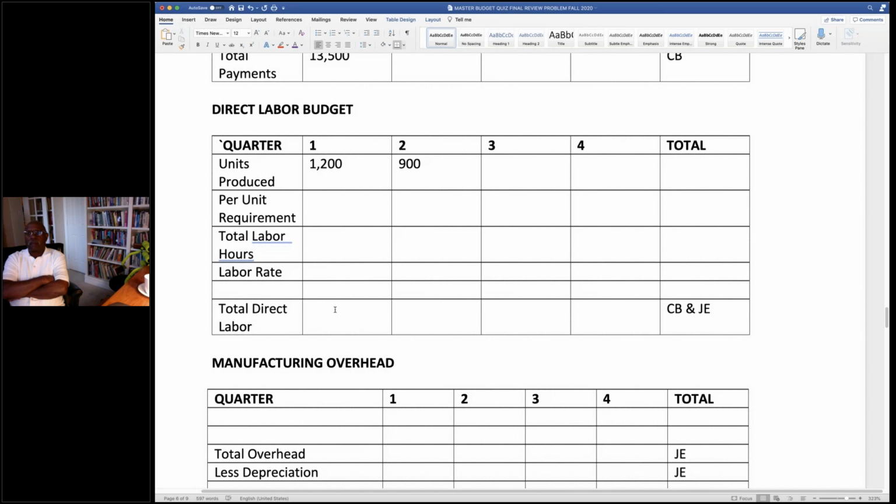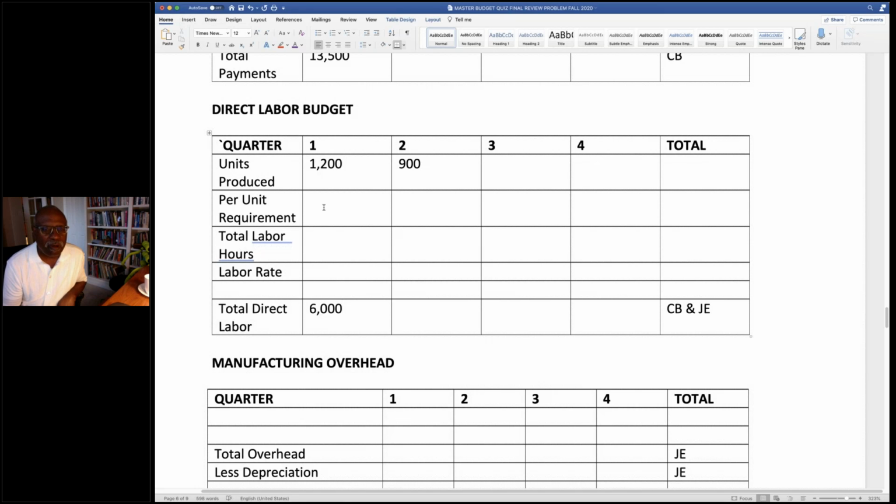The labor rate was wrong. Can somebody tell me if they got 6,000 for the total labor? That's what I got. Anybody else got 6,000? 6,000 going once, 6,000 going twice. Yeah, I got 6,000 too.